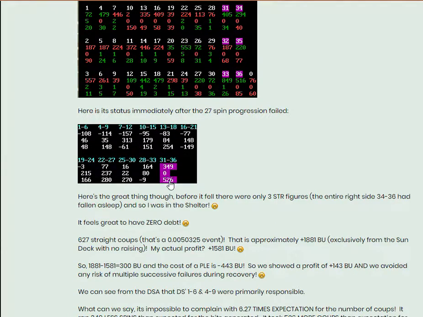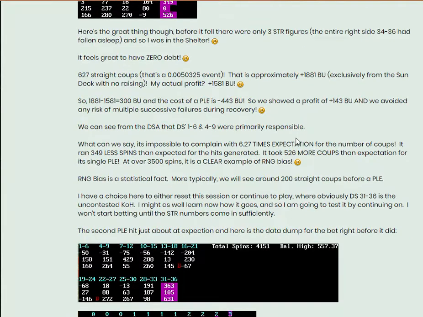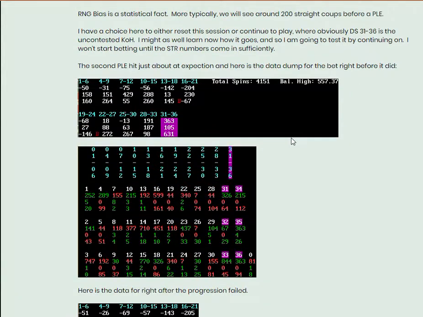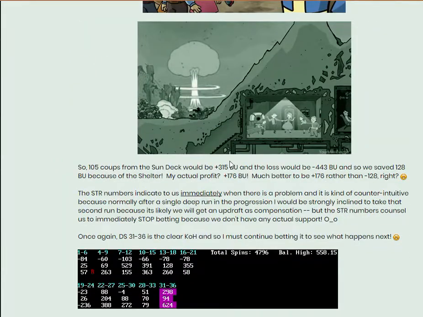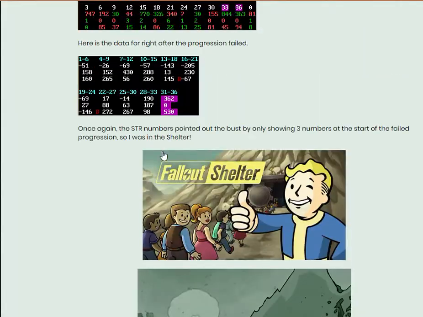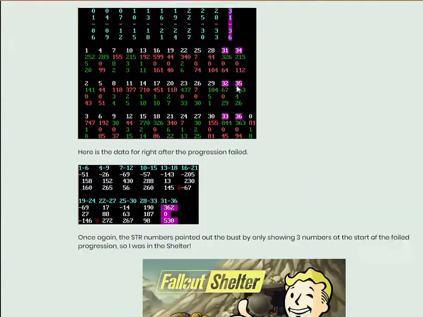And let's see. Oh yeah, and there it is. And this is after it happened. 5.2 times expectation. This is again almost 10 times expectation on the number of hits to spins. 349 less spins than expectation for the coups taken. Which okay, and it's clearly still king of the hill. And so now I start to focus on it some more, and got profit. I got profit. My actual here, and it actually gapped.